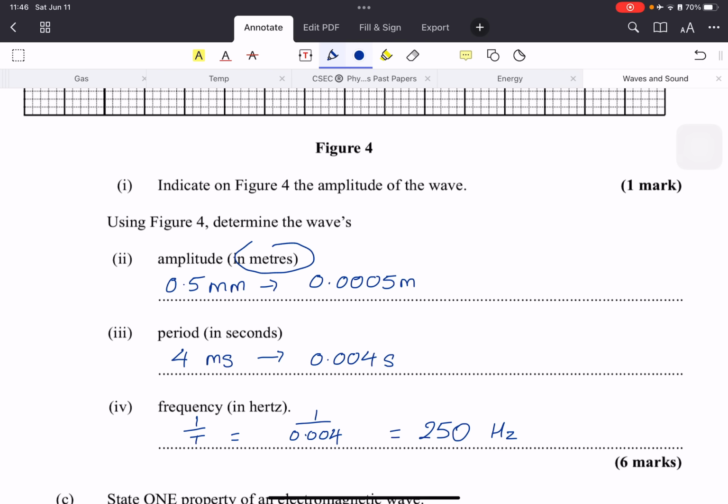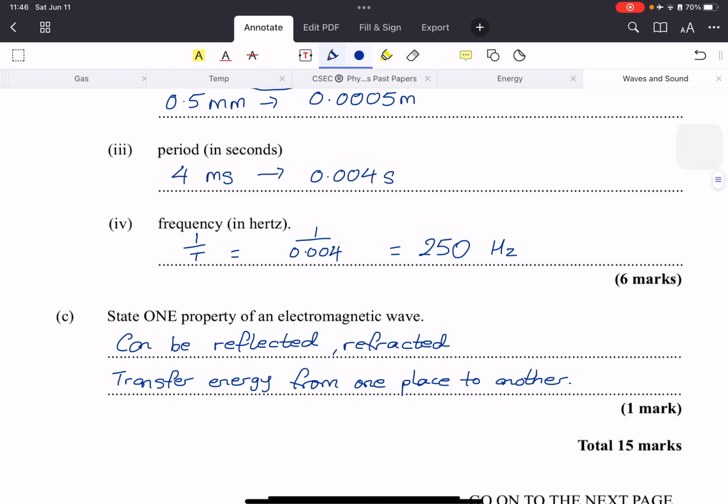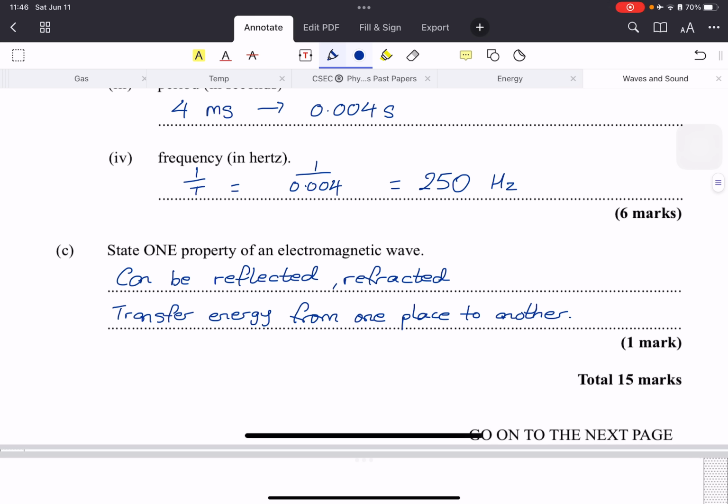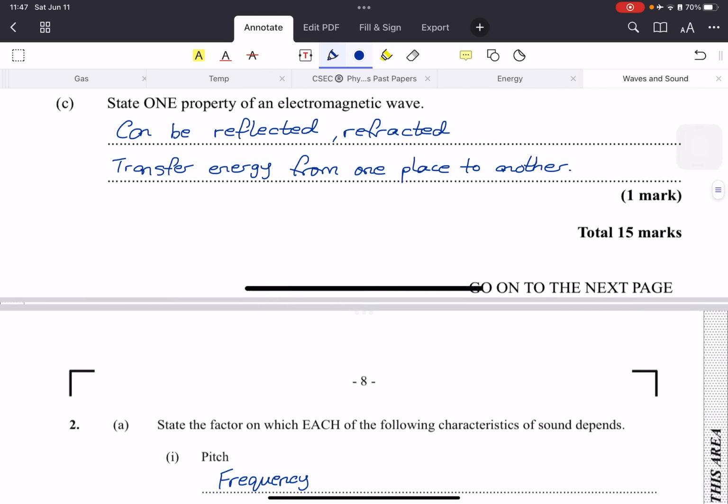That's the frequency there. The next thing is to state one property of an electromagnetic wave, and I just stated a few here. Electromagnetic waves have the same properties as any other wave, which means they could be reflected, they could be refracted, they could transfer energy from one place to another. So a lot of different properties that you could come up with there, right?